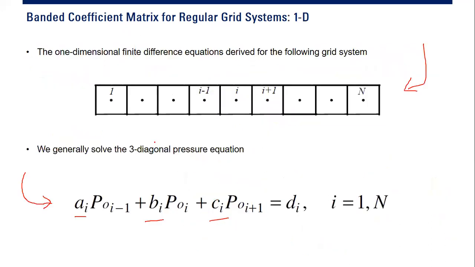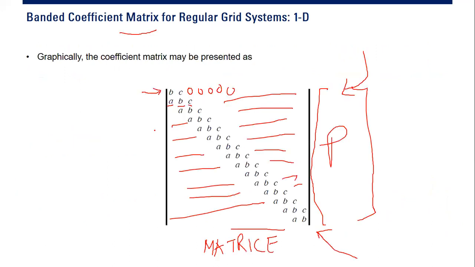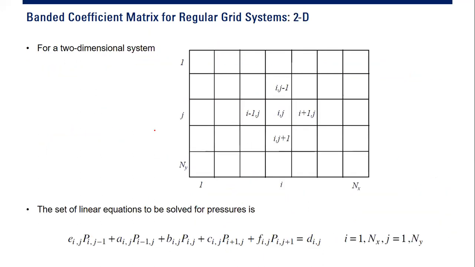Okay, so you can divide your grid system into maybe 10 grid blocks, 100 grid blocks, 1000 grid blocks. That will determine how many equations you will have and how you build the matrix system. Okay, so that's for one dimension. And now we continue with the two-dimensional system, and of course it becomes more complicated.